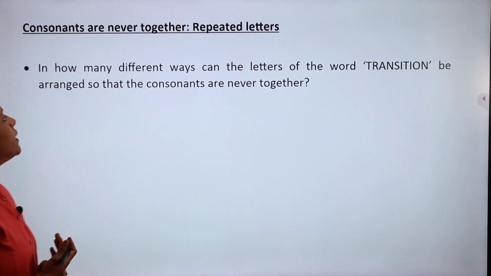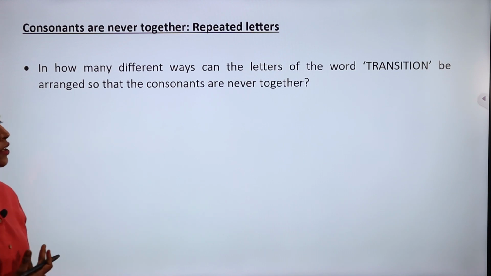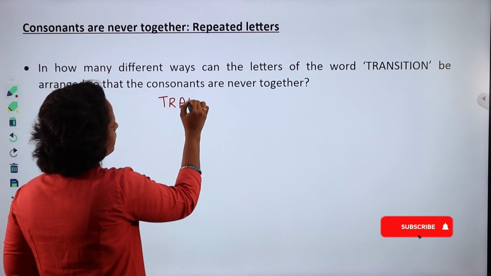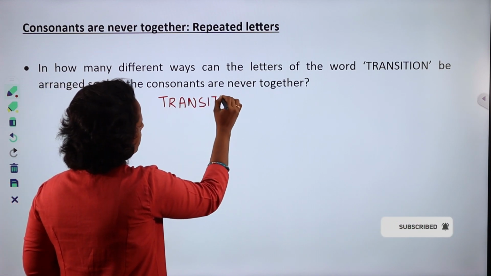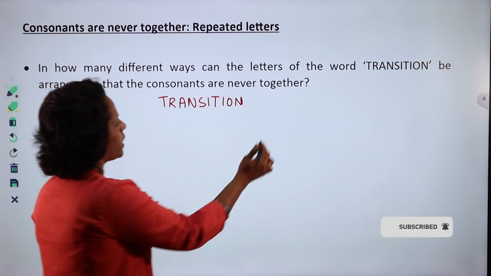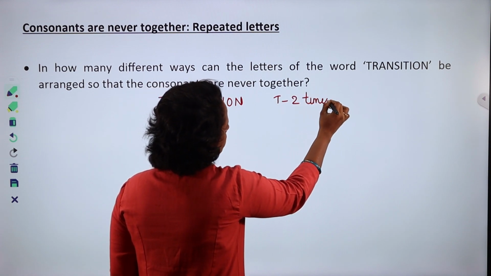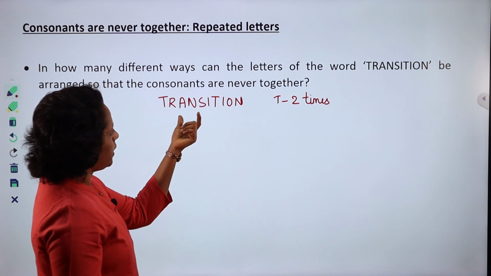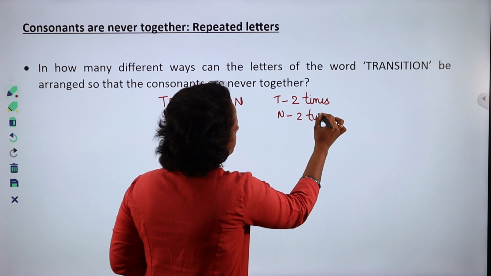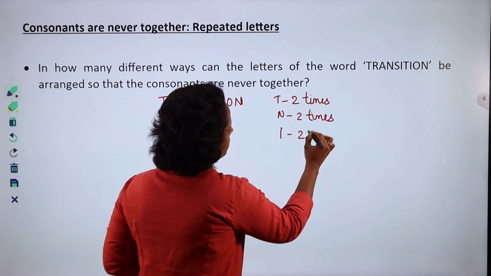The next question, in how many different ways can the letters of the word transition be arranged so that the consonants are never together? Our word is transition. We have a few letters repeated here. What are they? Letter T is repeated 2 times. R, A, N. N is repeated 2 times. S, I. I is repeated 2 times.